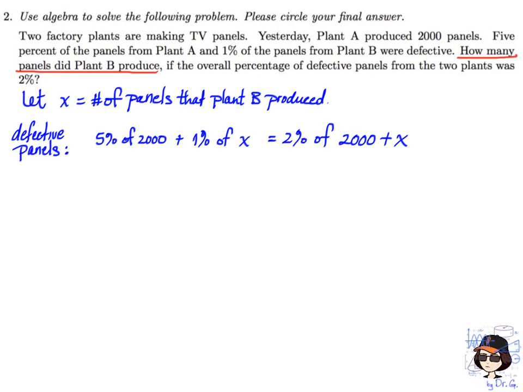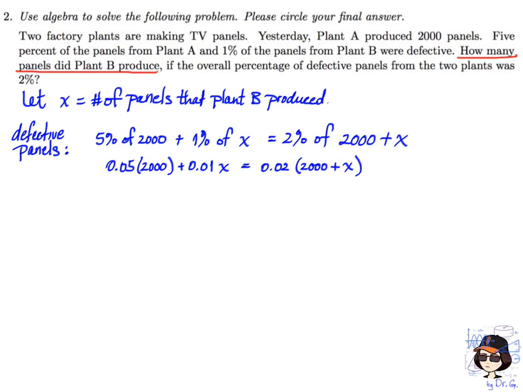So let's write it without all those words and all those percent symbols. So 5% is 0.05. So 0.05 times 2,000. And then 1% of x is 0.01 times x. And then 2% is 0.02, and we're multiplying by 2,000 plus x. So there's our equation, and we're going to solve that for x. There's only one variable and one equation, so we can solve.